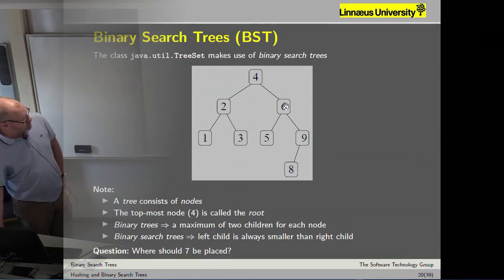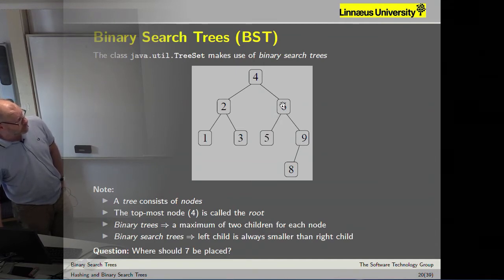It is a tree. The root is in the top, and it grows downwards. The topmost node, 4 in this case, is called the root of the tree. Binary tree means a maximum of 2 children for each node. So 6 here can have a maximum of 2 children. The left child of 6 is 5, and the right child of 6 is 9. So we are talking about parent node and children nodes, and each node can have a maximum of 2 children. That makes it a binary tree.